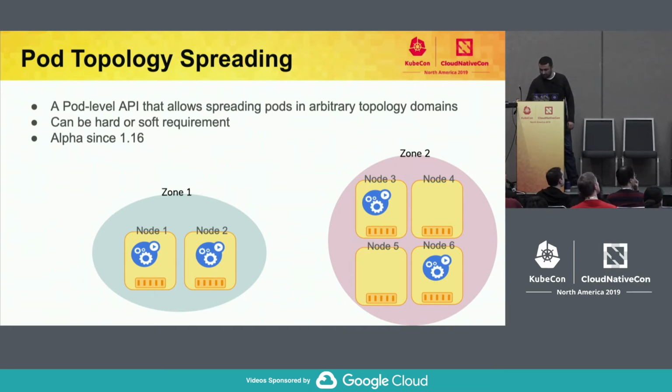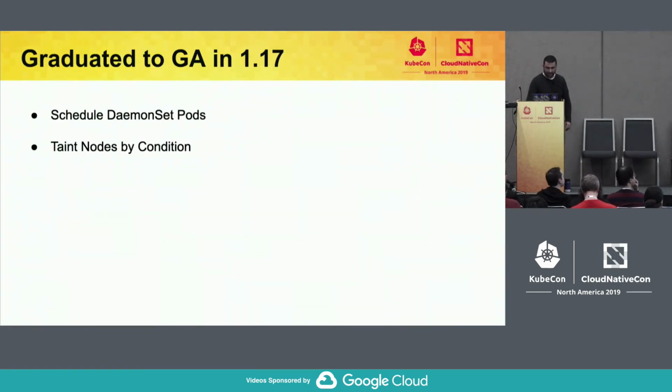I'm running a little bit quick because I want to leave time for questions. In 1.17, we graduated to GA a couple of interesting features. The first one is scheduling daemon set pods. Before that, daemon set pods were actually scheduled by the daemon set controller. So the daemon set controller was actually doing the binding, not the scheduler. So what we did in 1.17 is the daemon set controller just sets node affinity on the pod, and then leaves it for the scheduler to actually schedule the pod. And that is better because it gives the scheduler a more consistent view of what pods are running on which nodes and how many resources are being allocated.